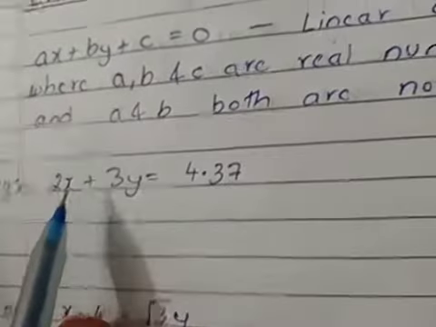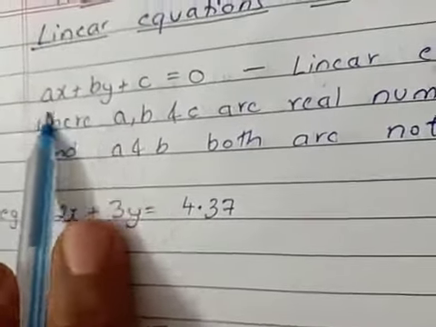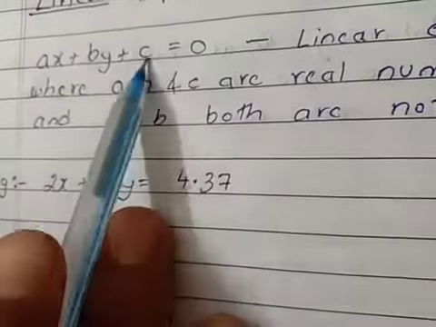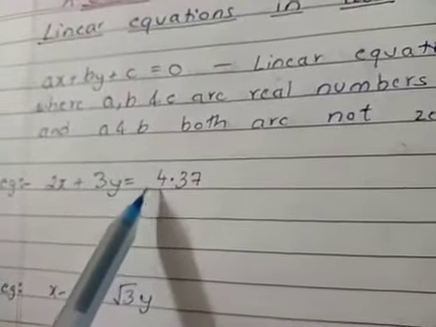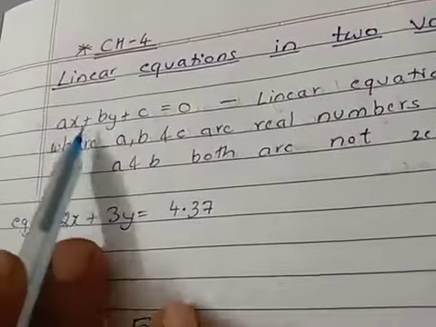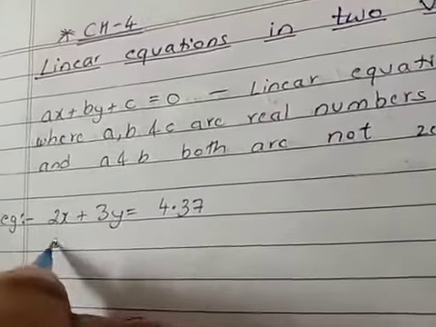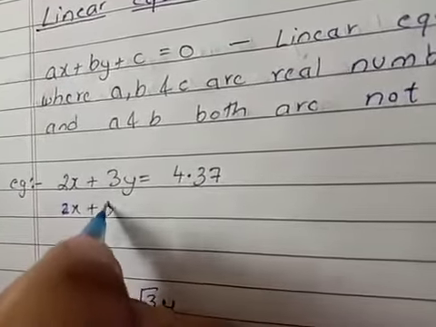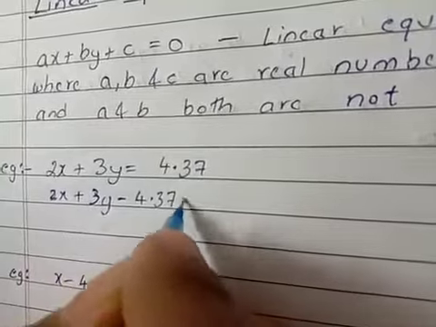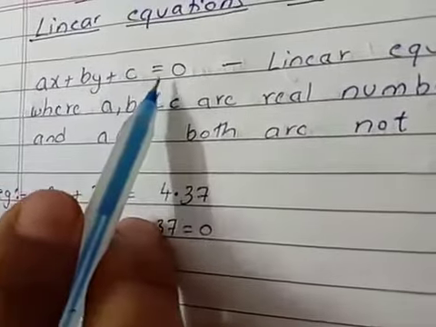Now let's try to solve 2x plus 3y equal to 4.37. First we will bring it in this form, ax plus by plus c equal to 0. For doing this, what will we have to do? This number is not over here, so we have to bring it to the left hand side. So this will be 2x plus 3y minus 4.37, because when it comes to the left hand side the sign will change, equal to 0. So now you can see it is in the form ax plus by plus c equal to 0.